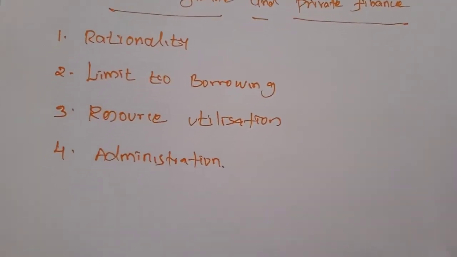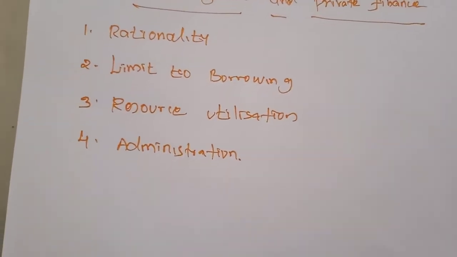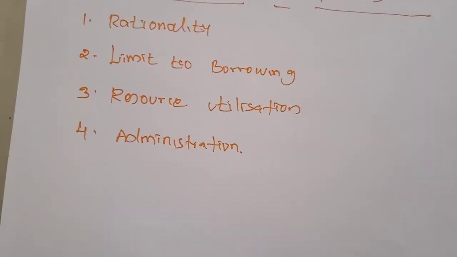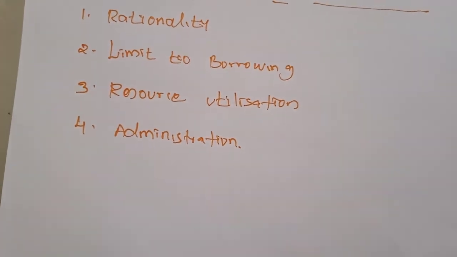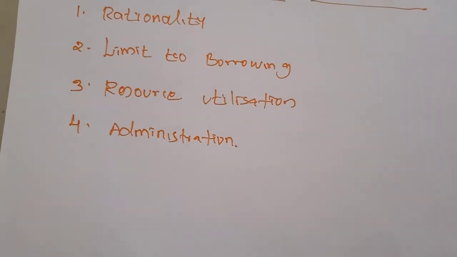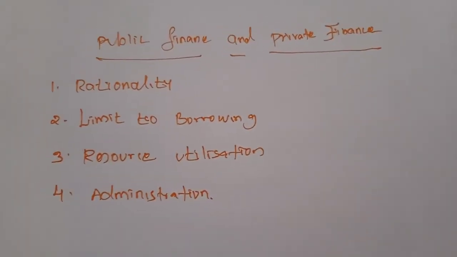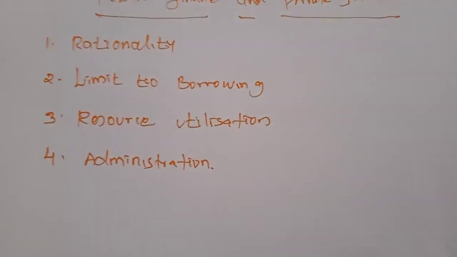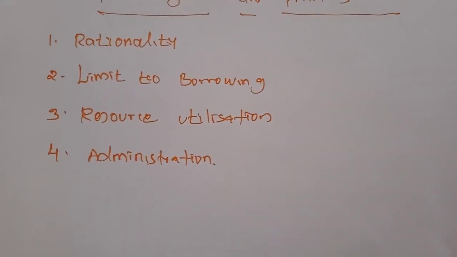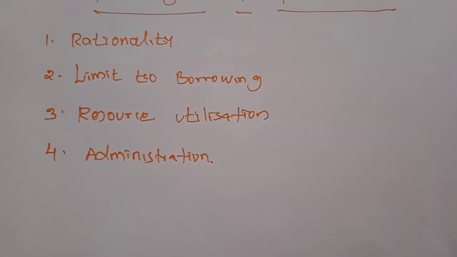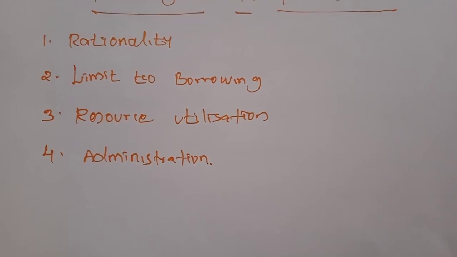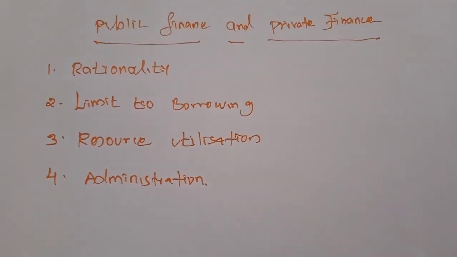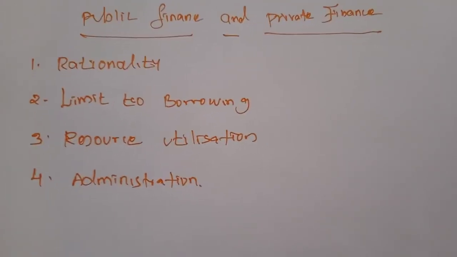Next, limit to borrowing. Both financial organizations have to apply restraint with regard to borrowing. The government also cannot live beyond its means. So there is a limit to deficit financing by the state also. Both private and public finance are in need of borrowing money, but even so there are limits. Next, resource utilization. Both the private and public sectors have limited resources at their disposal. Both attempt to make optimum use of resources.